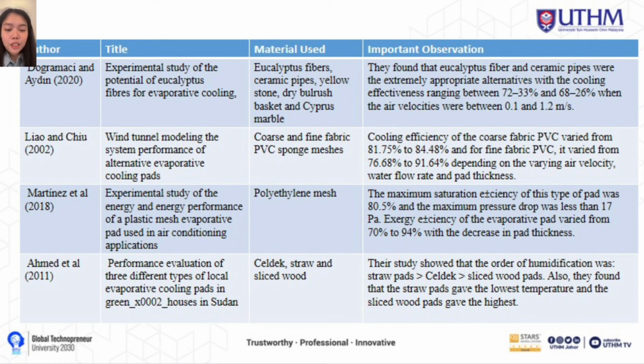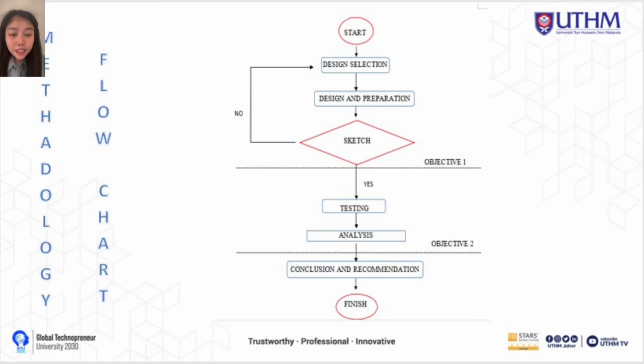And then next we go through the methodology flowchart. And then next is for the testing. As the water absorbs the air heat, it evaporates and cools the atmosphere. In direct evaporative cooling, the temperature of the dry bulb is reduced while the temperature of the wet bulb remains maintained. An exhaust fan operates by drawing air through a porous water-soaked pad, and air is filtered, cooled, and humidified as it passes through the pad.